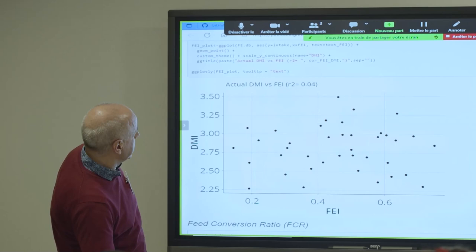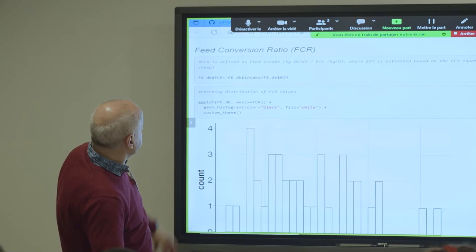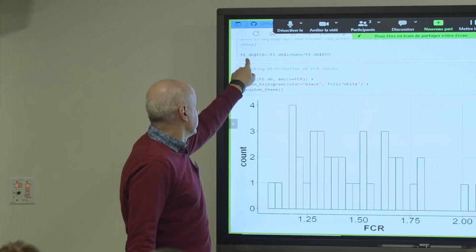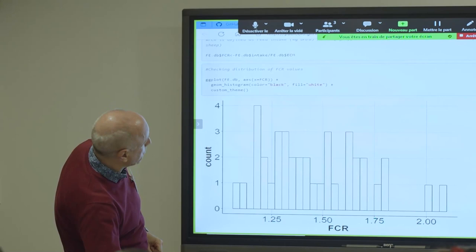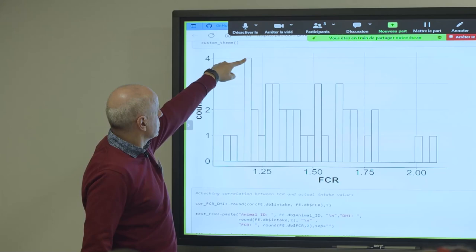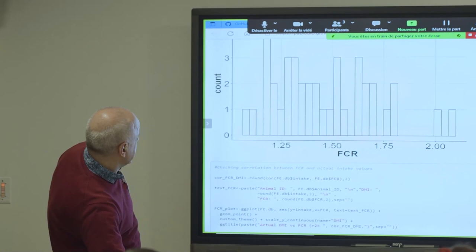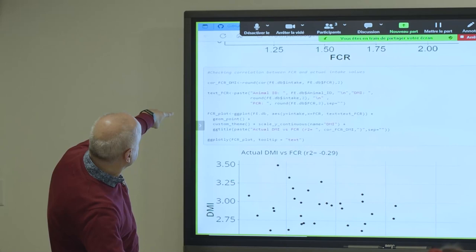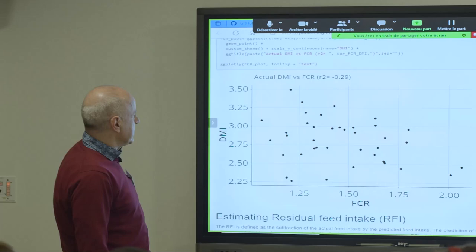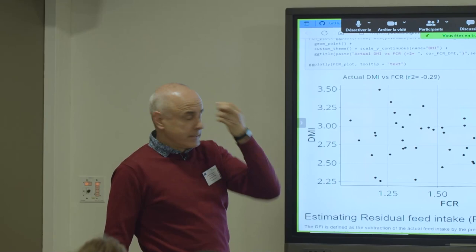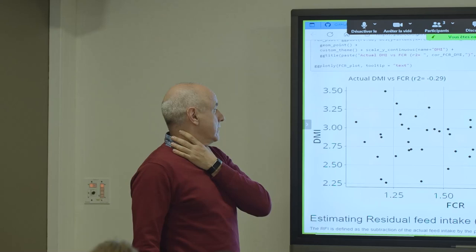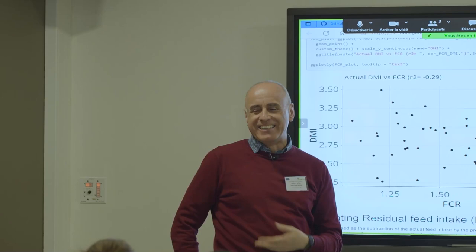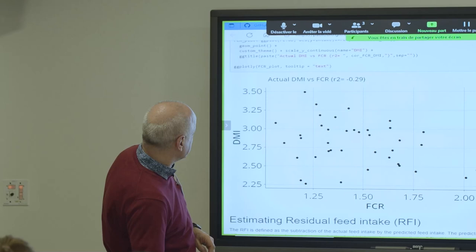The second index is the feed conversion ratio. You have also the definition, the new index that you are estimating. And here you check the distribution of the data, with counts between 1 and 4. And we have the same estimation, the correlation between dry matter intake and FCR. In this case, it's minus 0.29. You see that there are different results than Ellie gave us for growth, but growth is growth, and milk and dairy is dairy. It's not the same process. And we have different correlations between these indexes.